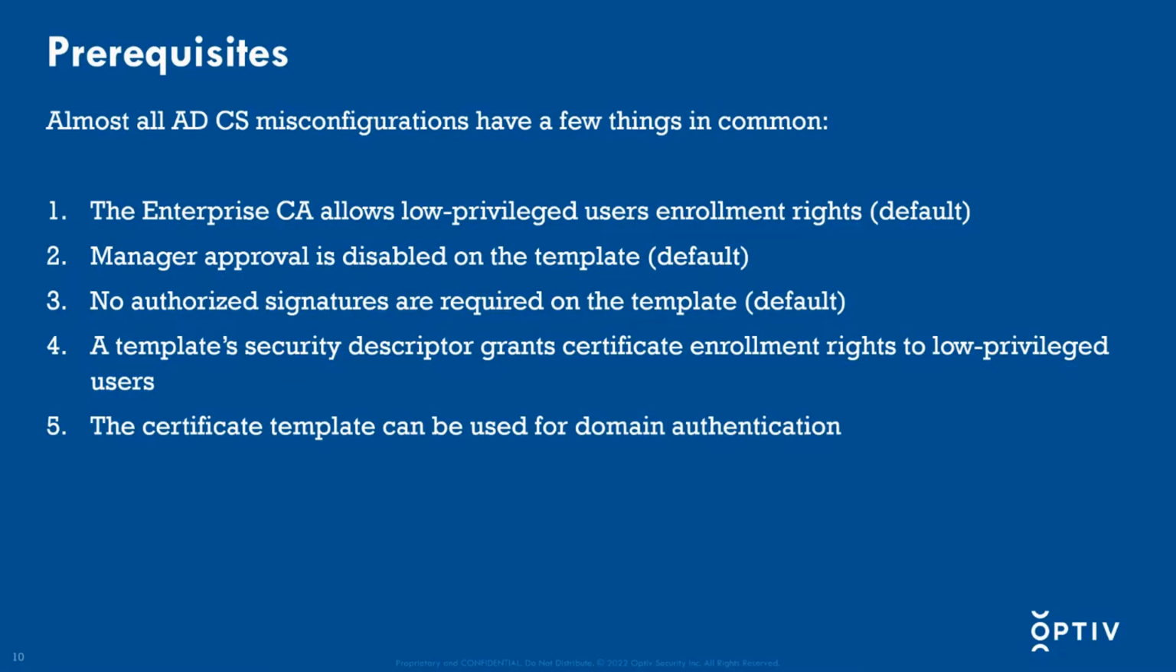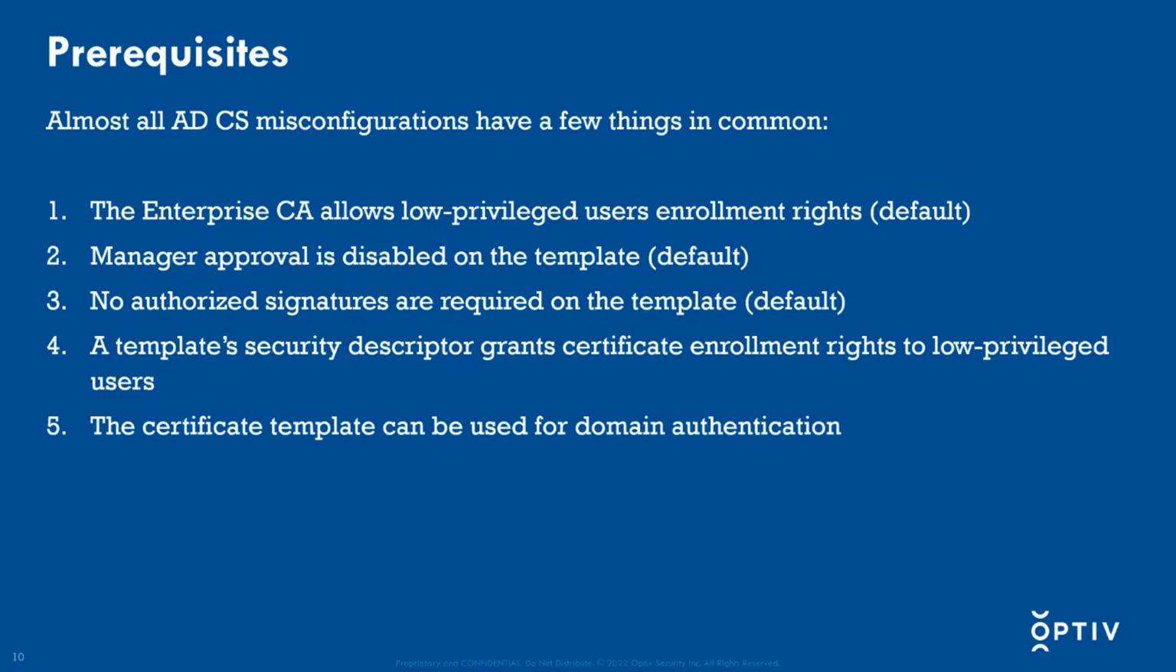So there's several prerequisites that almost all ADCS misconfigurations have in common. The first one is that the enterprise CA itself allows for low privilege users to enroll in certificates. This is a default setting on the CA when ADCS is enabled.